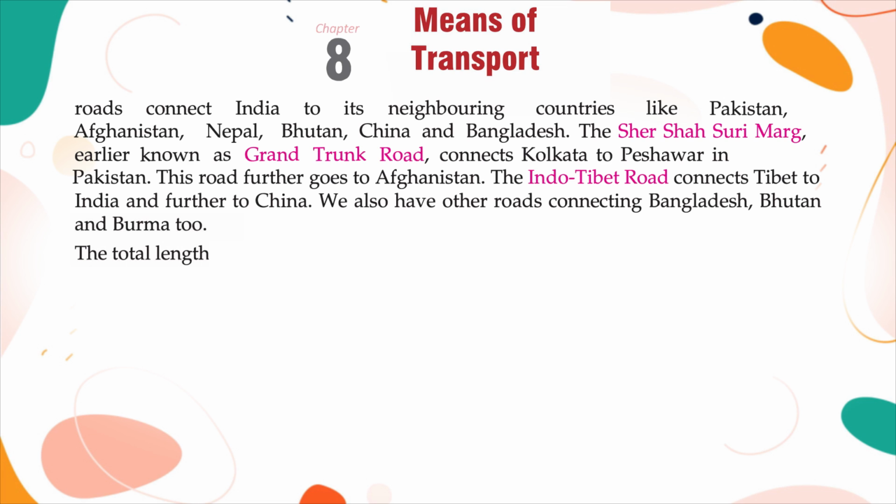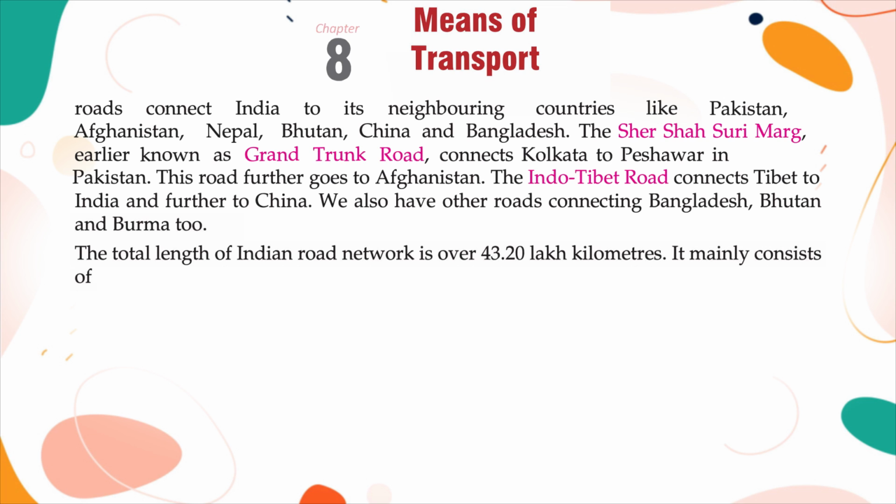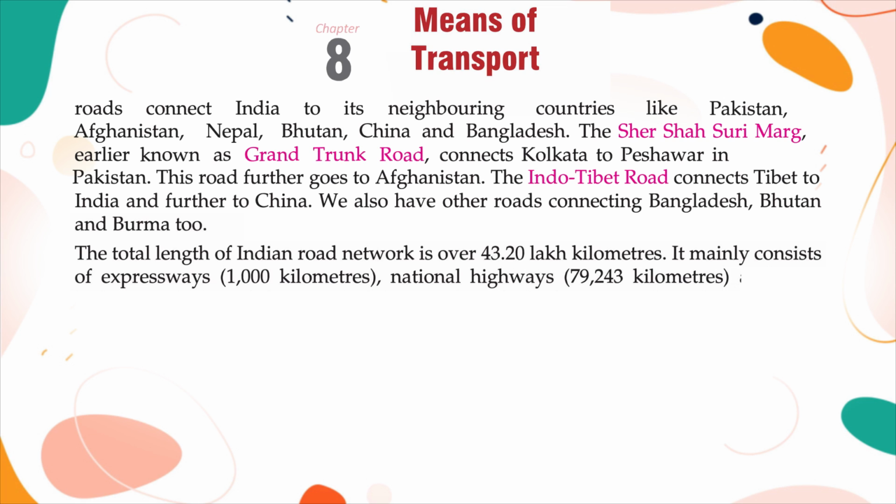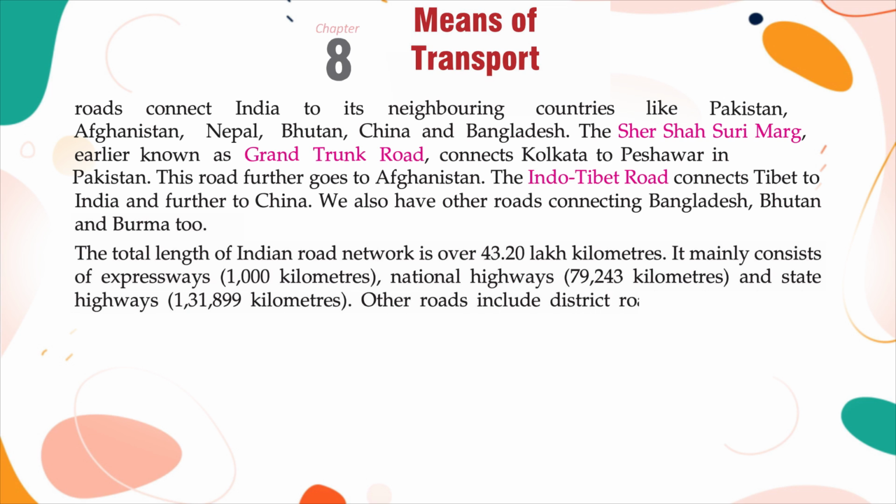The total length of the Indian road network is over 43.20 lakh kilometers. It mainly consists of expressways, that is 1,000 kilometers, national highways, that is 79,243 kilometers, and state highways, that is 1,31,899 kilometers. Other roads include district roads and rural roads. Here are some important roads in India.